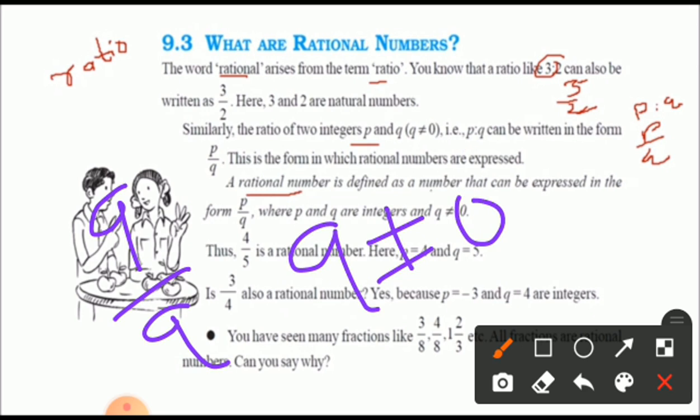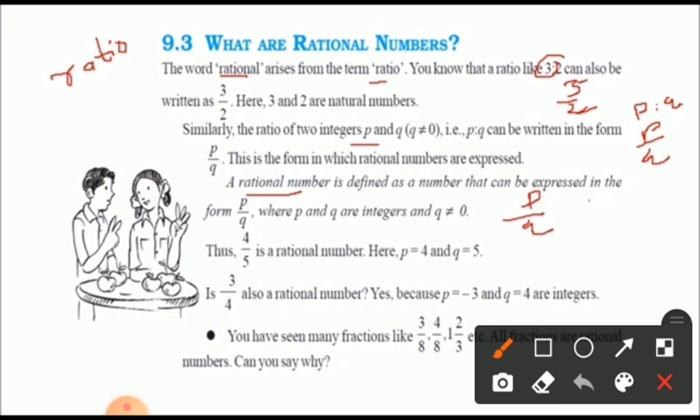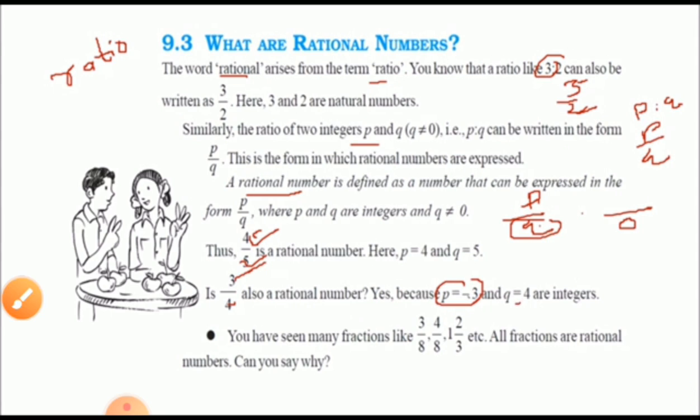How to read this one? Q is not equal to 0. Very good, students. So you now know about this. The p upon q format is a rational number, where p can be a positive number or 0, but q never becomes 0. You have to keep this in mind. Is 3/4 also a rational number? Yes. Minus 3/4 also is a rational number. Both are integers. So many are there. All these types are rational numbers. A negative number is also a rational number. 3/4 and minus 3/4, both are rational numbers.